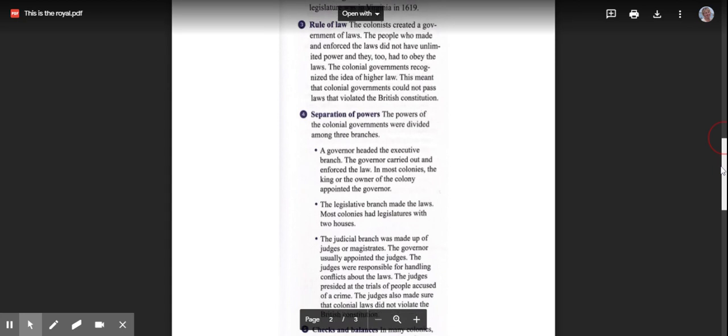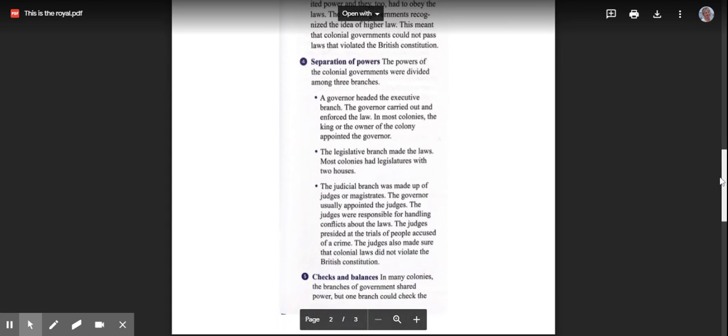Number four, separation of powers. The powers of the colonial governments were divided among three branches. A governor headed the executive branch. The governor carried out and enforced the law. In most colonies, the king or the owner of the colony appointed the governor. The legislative branch made the laws.